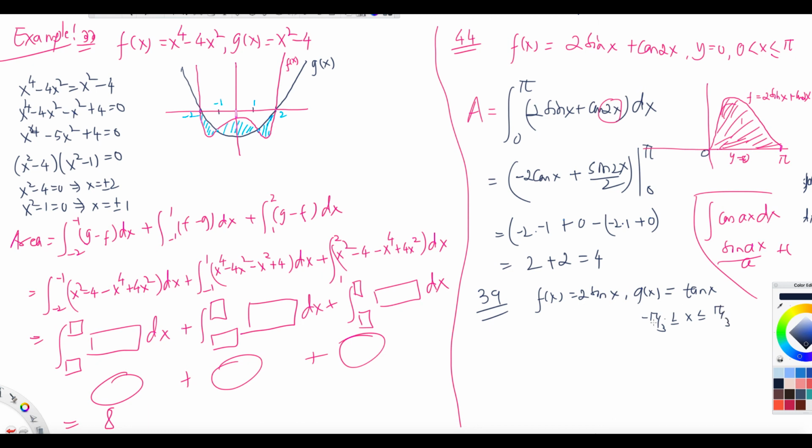Just draw the graph first, and then do f(x) minus g(x) or g(x) minus f(x), whichever is on top. Then find the integral from negative pi over 3 to pi over 3. If they intersect at a point between negative pi over 3 and pi over 3, you need to break the integral like we did here. Otherwise, just do the regular way.